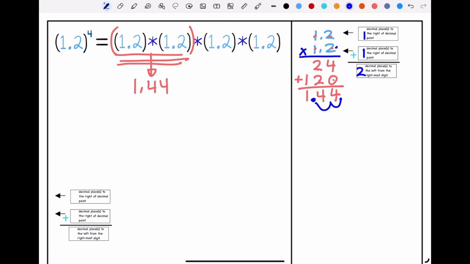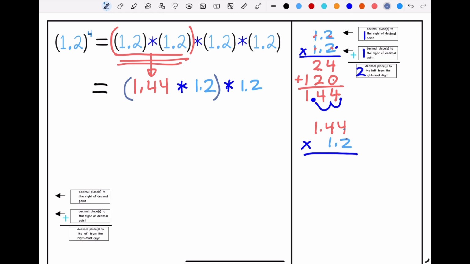So we're going to multiply them with the 1.44. So we have 1.44 times 1.2 times 1.2. And now using the associative property, we're going to group the 1.44 and the 1.2 together. Alright, so now we're going to multiply them together. So we have 1.44 times 1.2, and let's begin multiplying them.